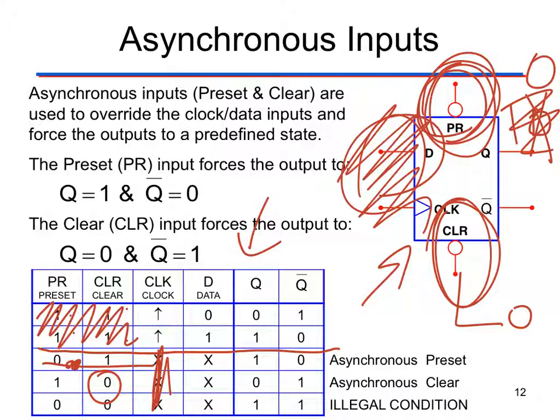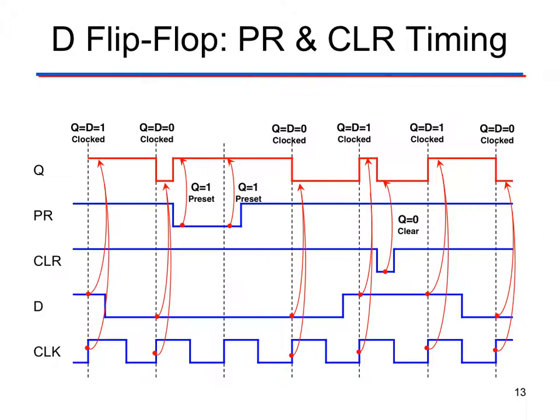Finally, if they both receive zeros, it's an illegal condition, which means that it shouldn't happen. And if it does, it's just going to output a 1. But that normally should not happen. All right, confusing, yes, but it'll get better.